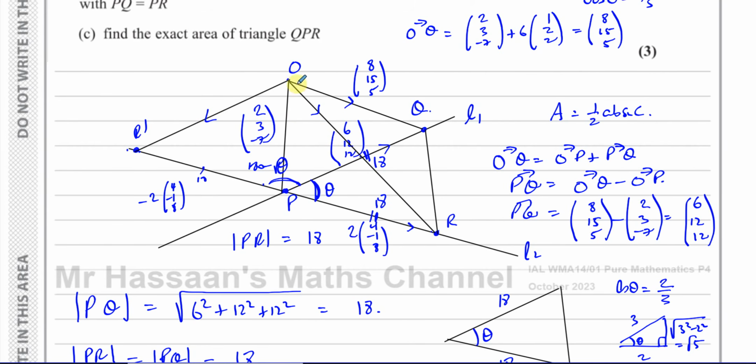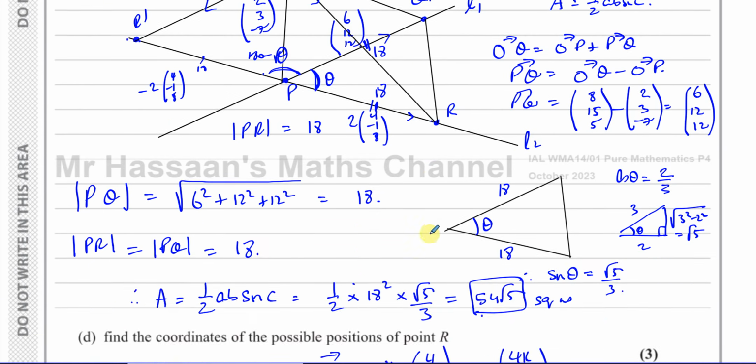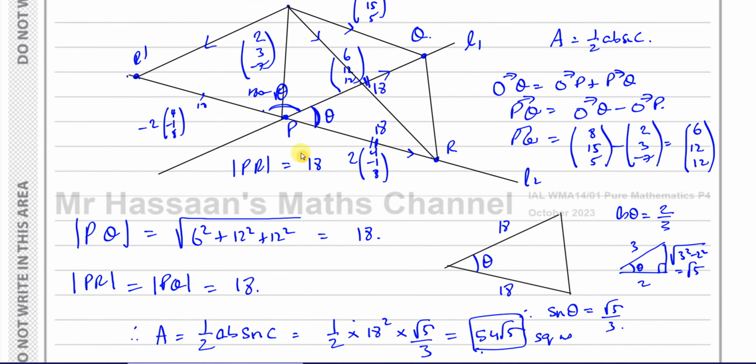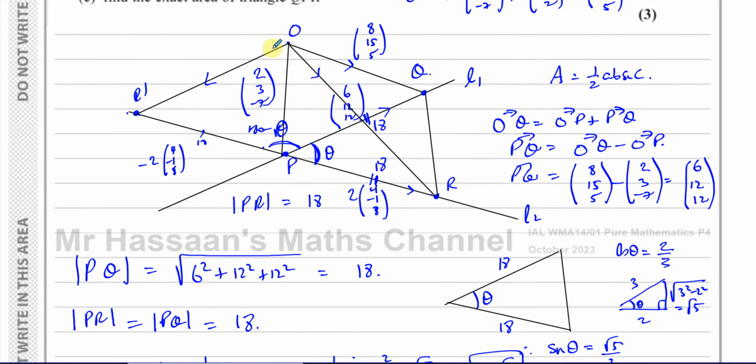Now O to R is going to be O to P plus P to R. And O to R dash will be similarly O to P and then from P to R dash in the opposite direction. Okay, so we're going to go from O to R. We want to find the position vector of R. We go from O to P and then from P to R. We want to find the position vector of R dash from O to P and then from P to R dash.